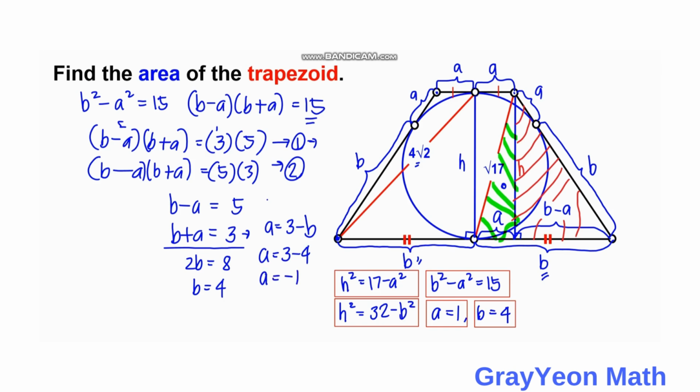So this implies that this solution is invalid. Although b is 4, which is positive, this a is negative, and since there is no negative distance, we cannot make this pair of solutions valid. So these two are invalid.